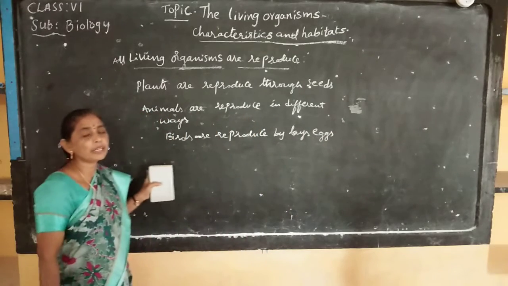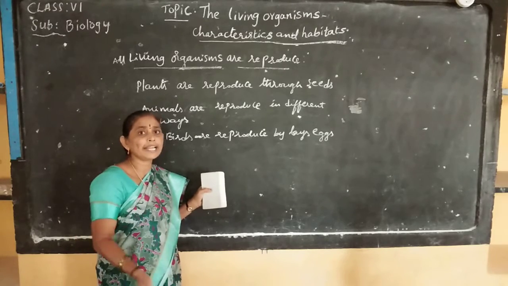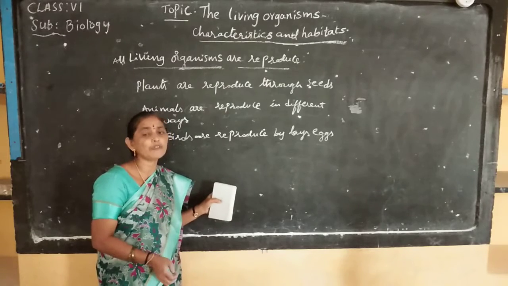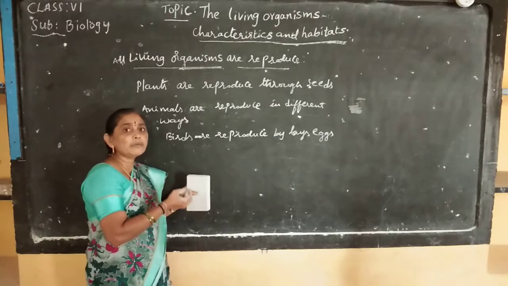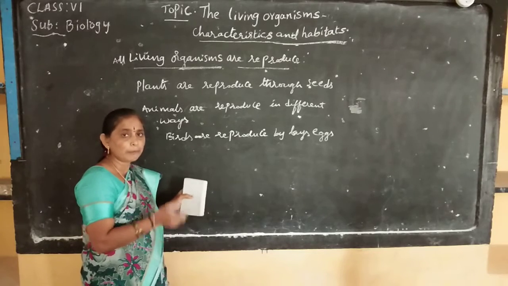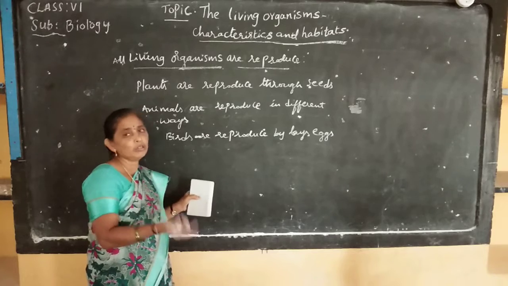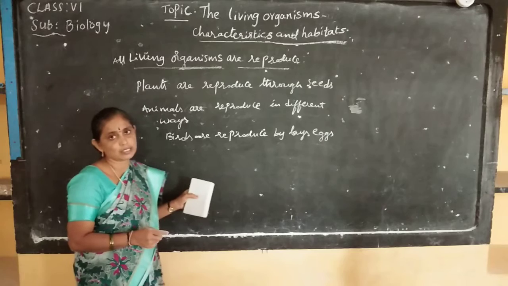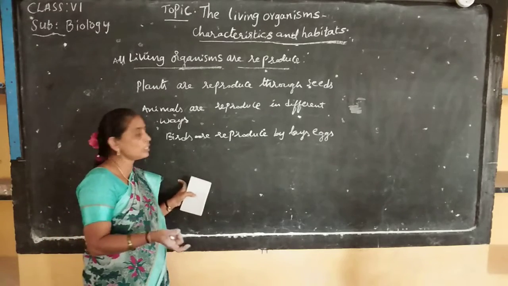What is meant by reproduction? The organisms giving rise to their own kind of species is known as reproduction. A parent plant gives rise to its young one. For example, a mango seed planted in the soil develops into a mango plant. It means they are increasing their own species. Reproduction helps to increase their own species.